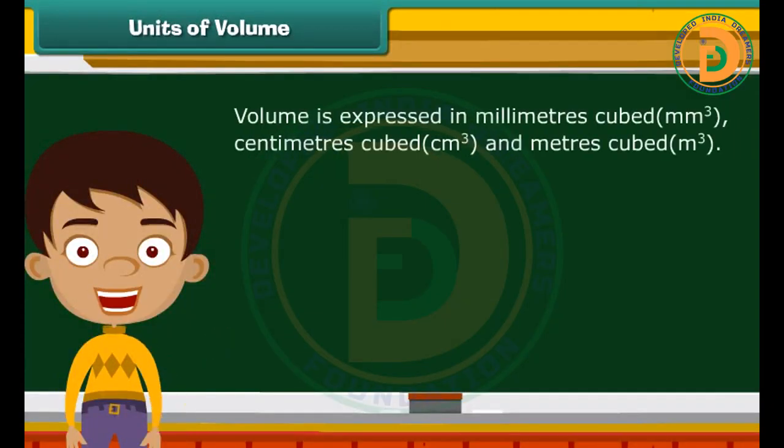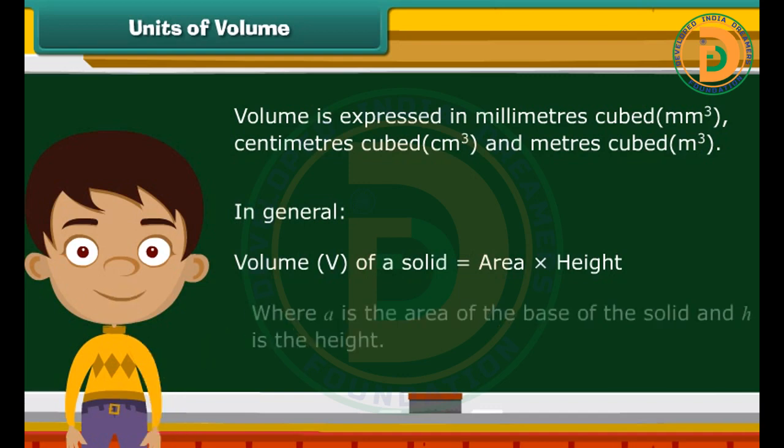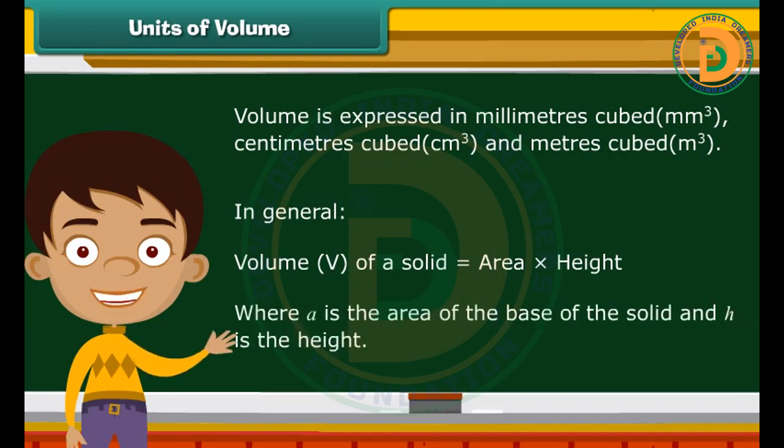Basically, volume is expressed in millimeters cubed, centimeters cubed, and meters cubed. In general, the volume, V, of a solid is given by area of the base into height, where A is the area of the base of the solid and H is the height. Let's learn about the volumes of different objects.